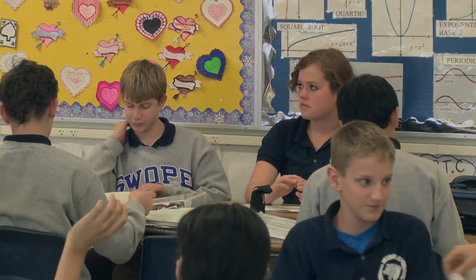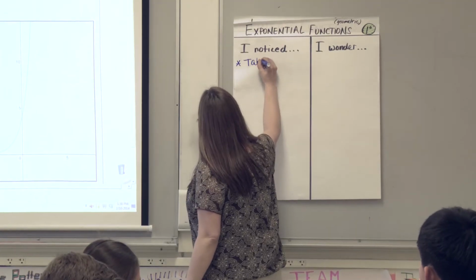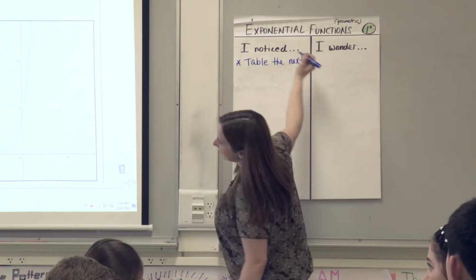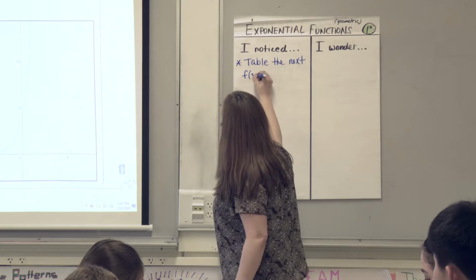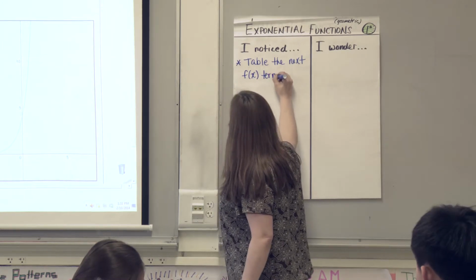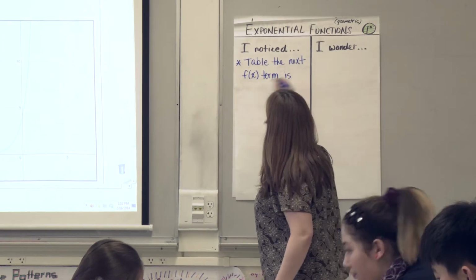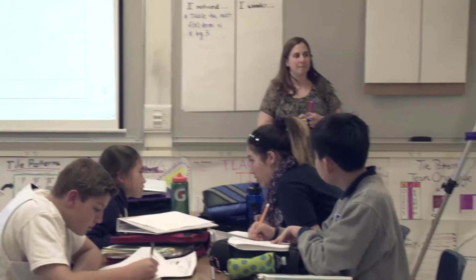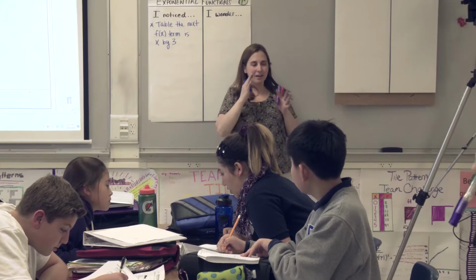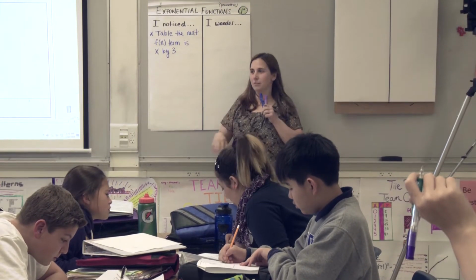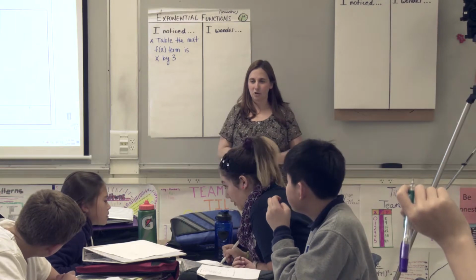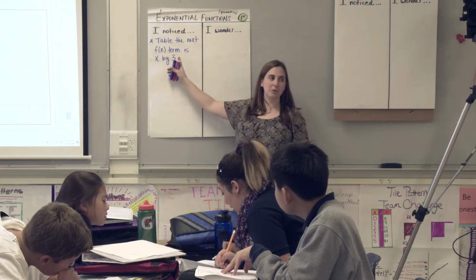Okay, so in the table, the next f of x term, the y term, is multiplied by 3. Which group would like to, when I get to you, make a connection with that multiplied by 3 part? So think about that. That's a really important thing.